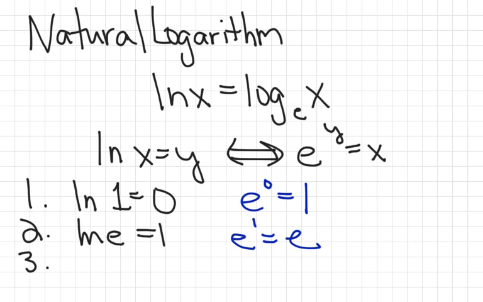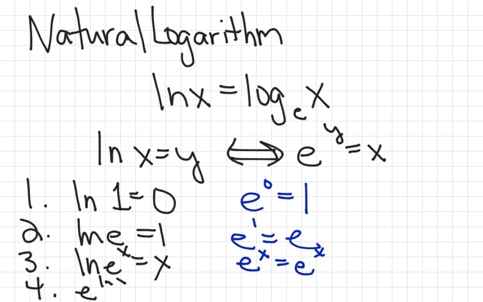3. The natural log of e to the x is x, because you get the base of e raised to the other side as x is equal to e to the x. And the last one, e to the natural log of x, is also going to equal x. Now that one's in exponential form, so if you rewrite it in log form, you get the natural log of x is equal to the natural log of x.